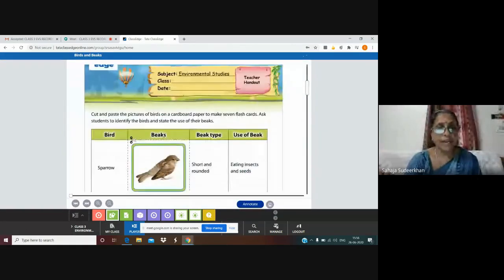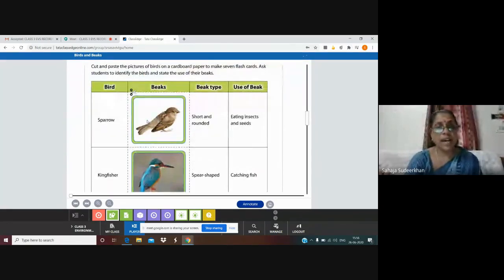See, we can cut and paste the pictures of birds on a cardboard paper to make flashcards. Okay, just like this. And we can ask each other the bird's name, type of bird, the beaks they have, and uses. Okay, first one, this one is sparrow. Sparrow has a short and round stout beak for eating insects and seeds.